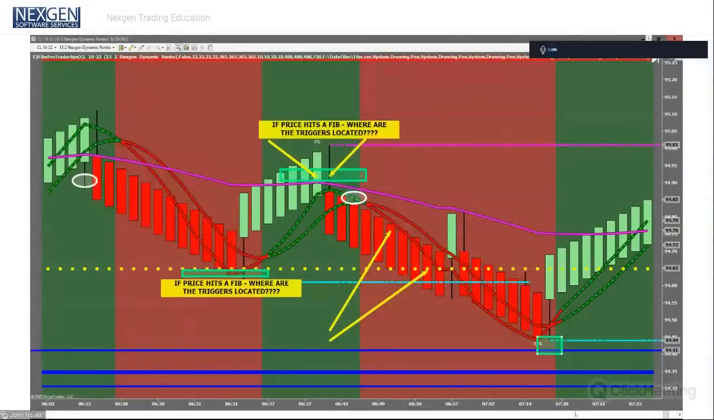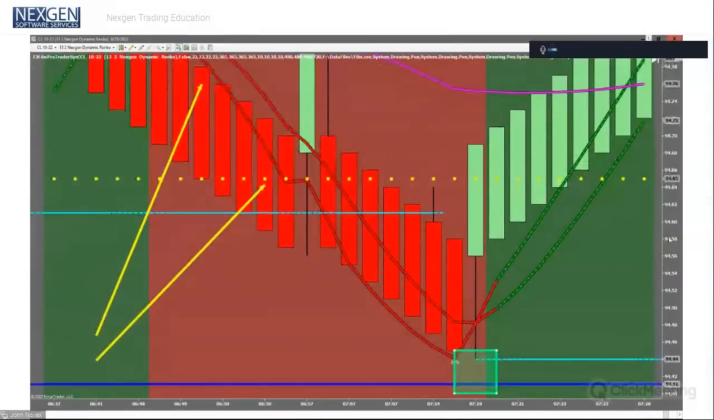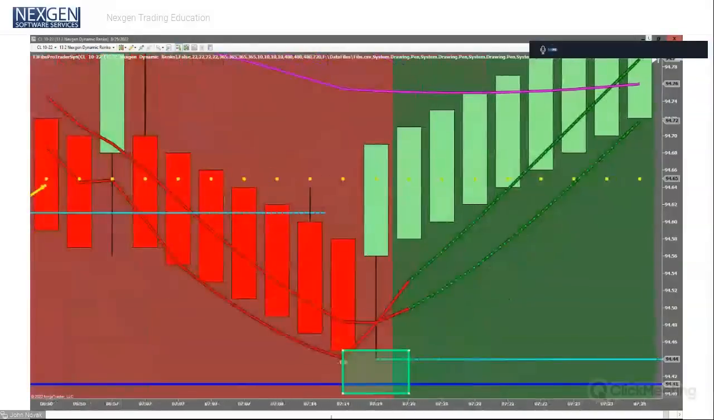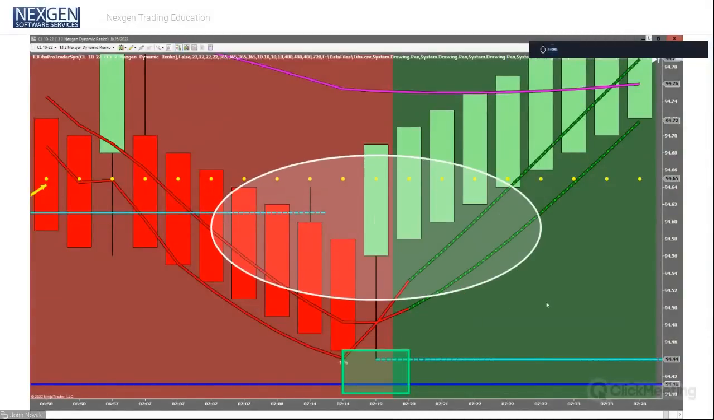I want you to look at the bar structure itself and tell me what you see. Just where are the bars located relative to the small triggers? The bodies of the bars themselves. We're on the wrong side, right? We're not on the easy side of going long. We're on the difficult side of going short.